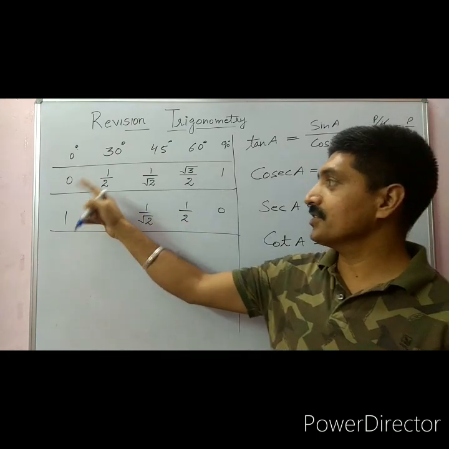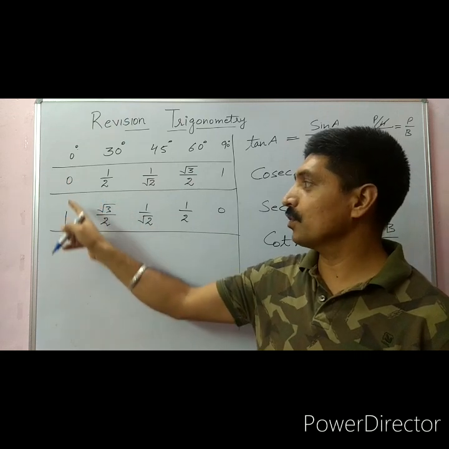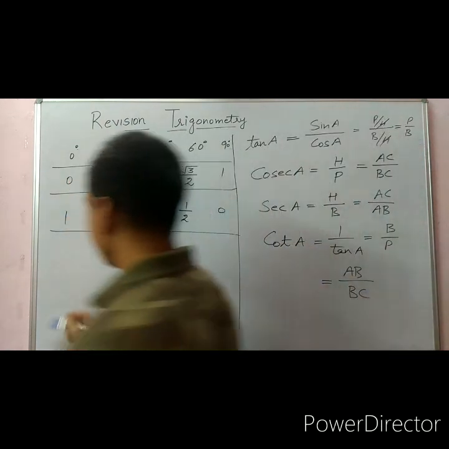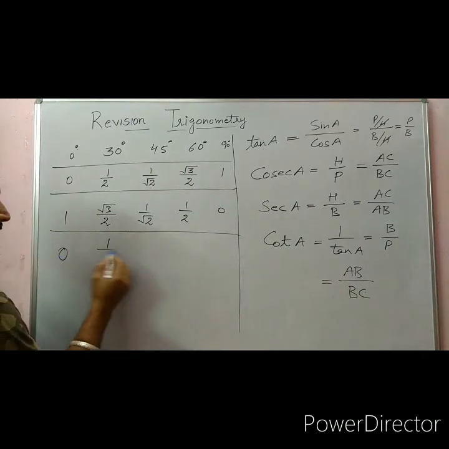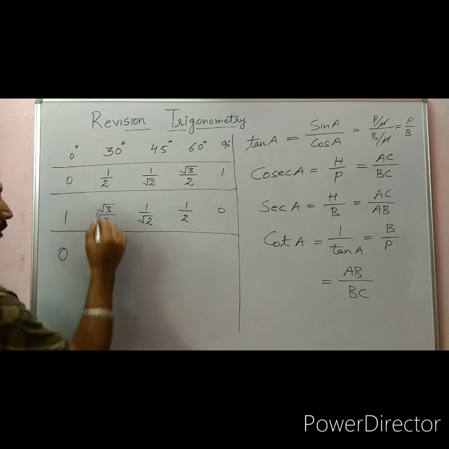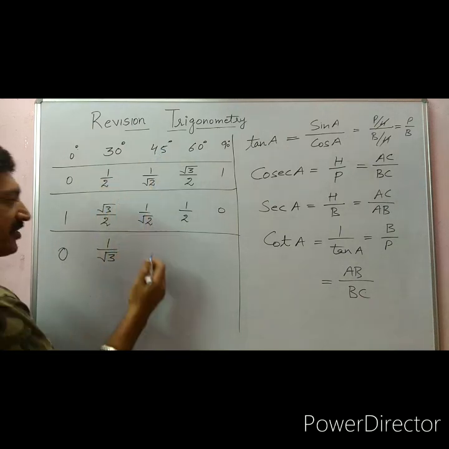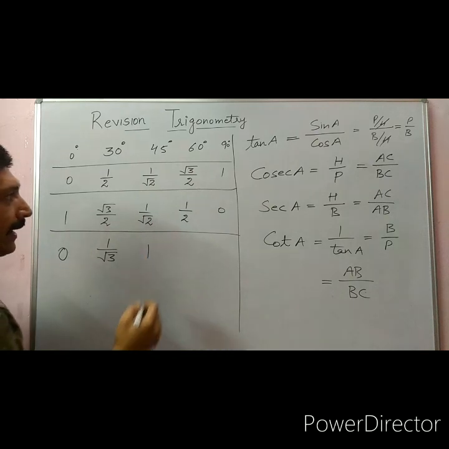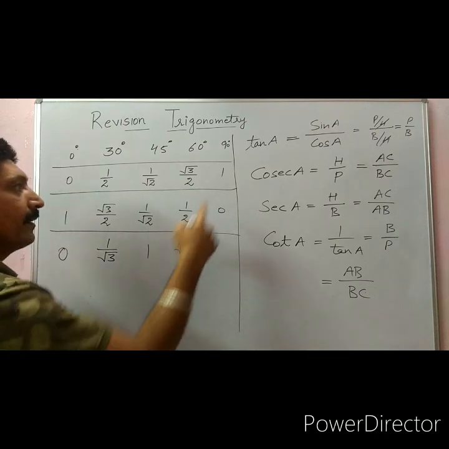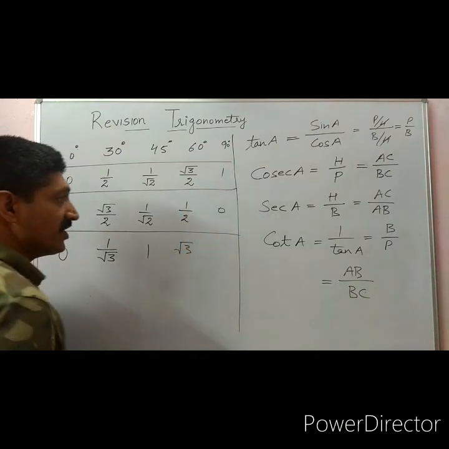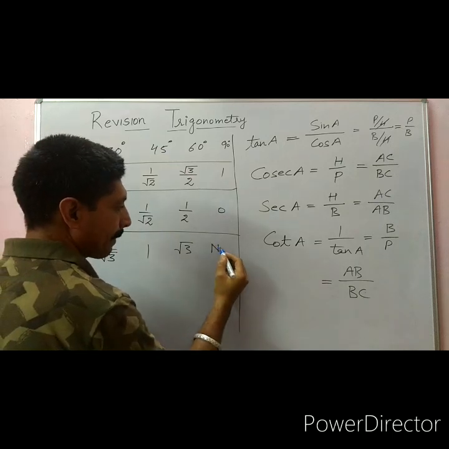Now tangent of theta. Tangent 0 is equal to sine 0 upon cosine 0, so it is 0 here. It is 1 by under root 2. Sorry, 1 by under root 3, the 2 gets cancelled with the 2 here. Tangent 45 is 1 and tangent 60 is under root 3, and tangent of 90 degree is not defined.